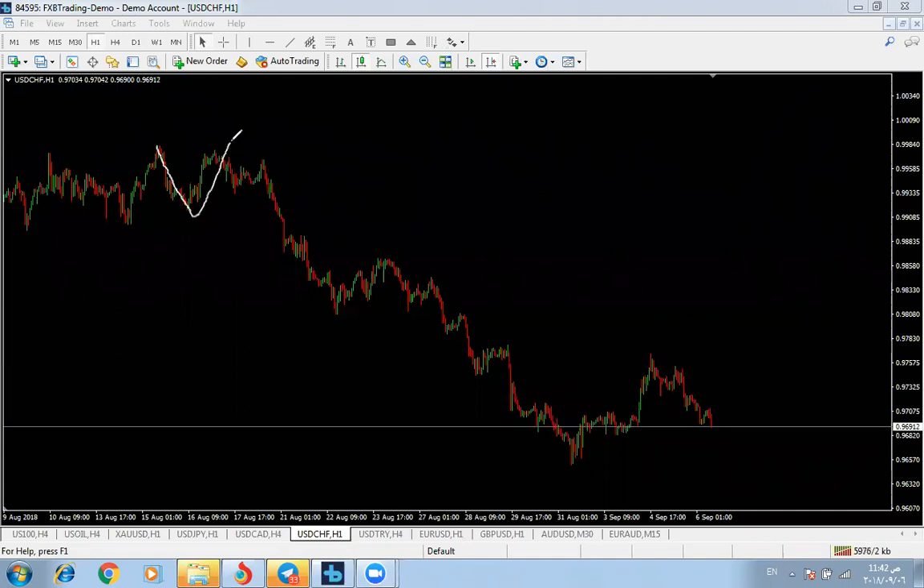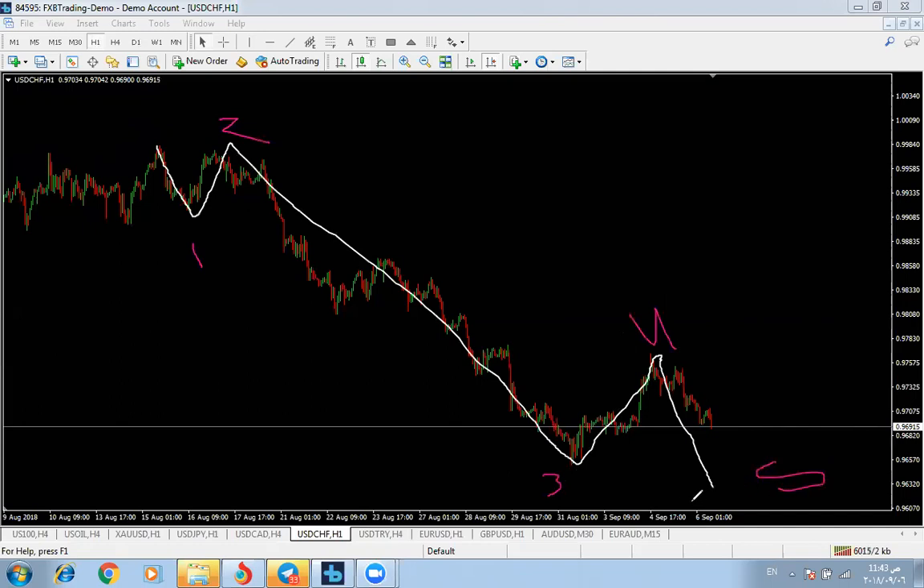1, 2, 3, 4, and 5. 1, 2, 3, 4, and 5. So we may establish a new bottom. I think we will not go far away from the previous one in this area. You might see it a few pips lower than this bottom, and the price then will kick start to the upside.